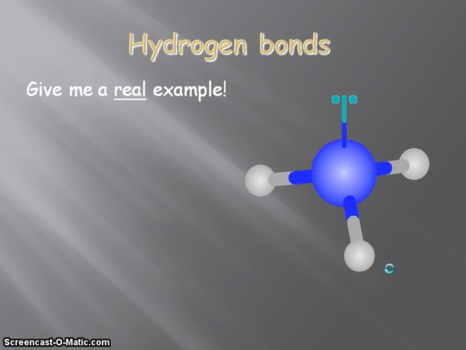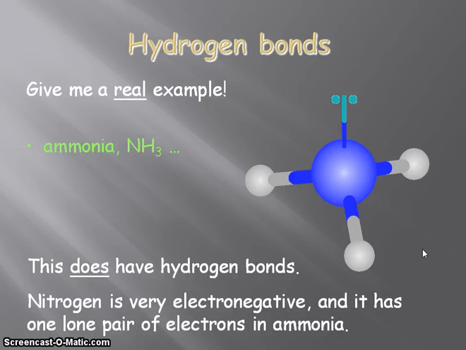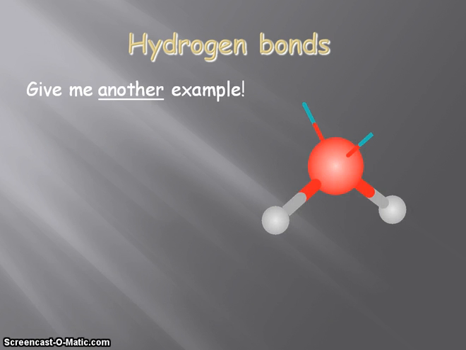You can take a real example: ammonia. This is nitrogen, hydrogen, hydrogen, hydrogen, and this is the lone pair of electrons. This does have hydrogen bonding. Nitrogen is very electronegative and it has one lone pair of electrons in ammonia.